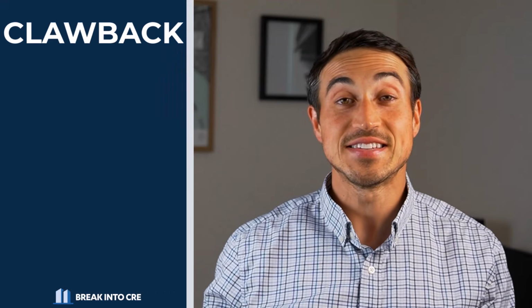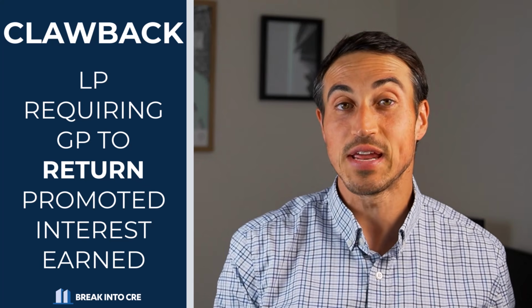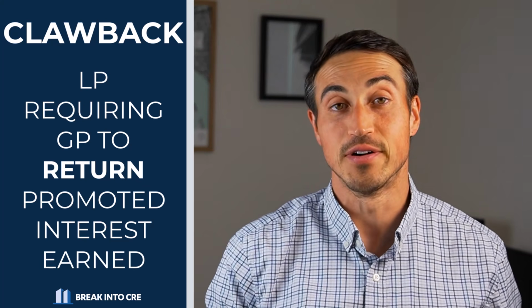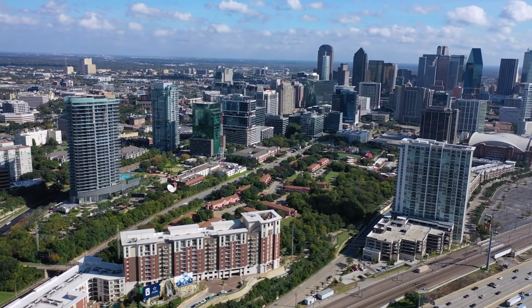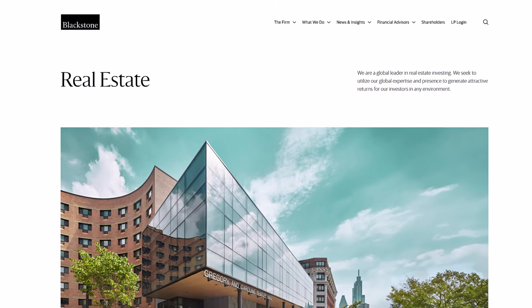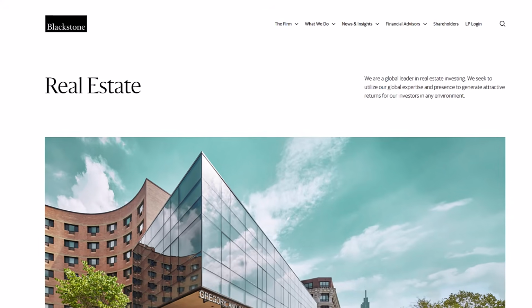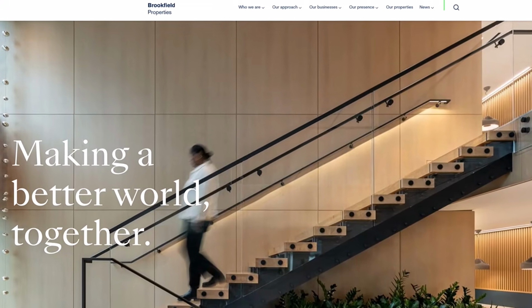And a clawback is essentially the LP requiring the GP to return the promoted interest they've earned throughout that fund life to the point that would allow them to get back to that preferred return they agreed to. Now, in most cases, when you're dealing with individual deals on a one-off basis, this isn't going to be an issue since there's only one property to be sold. But if you're working at a major private equity firm or a large institution with complex fund structures in place, this is definitely something to be aware of before getting started.